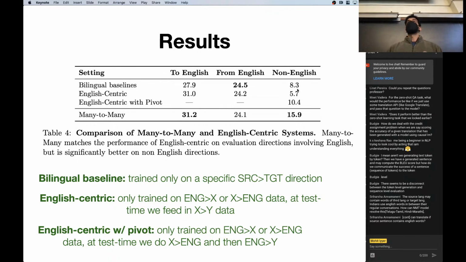You can see that the bilingual baseline is bad. Why is it bad? Because it's trained on probably a very small amount of data from language X to language Y, where neither of them are English. The English-centric model is even worse. This makes sense because here, the English-centric model has seen English as one of its directions, so it makes sense that it's good at both of these tasks. But if neither language is English, then this model is out of distribution. The pivot-based approach is a little bit better, but this many-to-many system is much better. So this is a big win for this kind of transfer learning between languages.